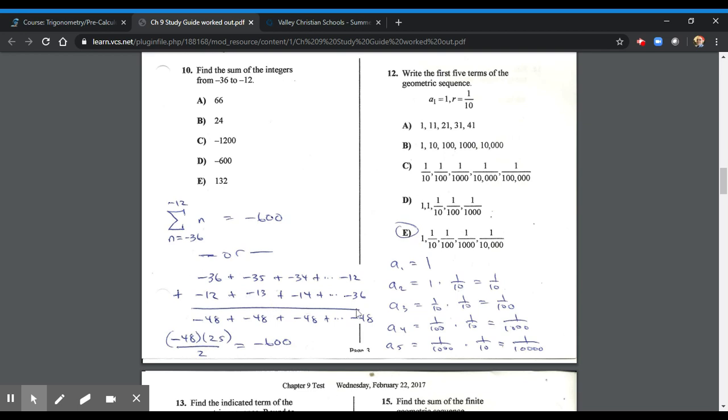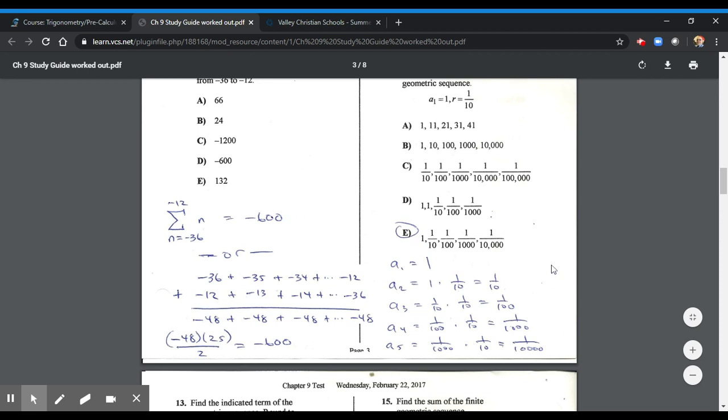Or I could use this formula, going from negative 36 all the way to negative 12, and then from negative 12 all the way to negative 36, add it up, and this is twice my sum here, because I've got negative 48 25 times, and then divide by 2 is equal to negative 600. Either way would work. Or you could do it the long way and just add them all up individually, but that would take a while.